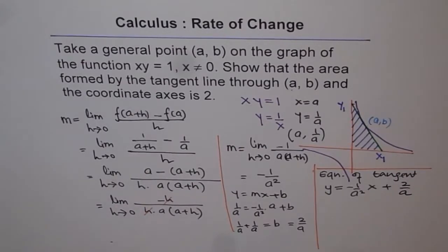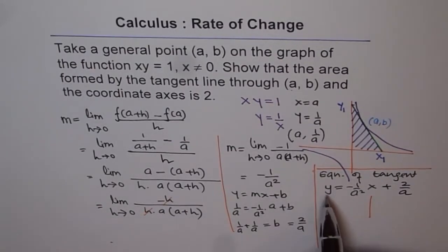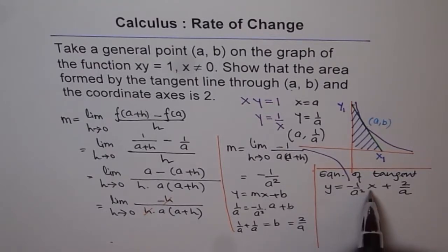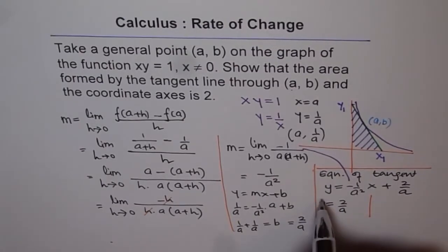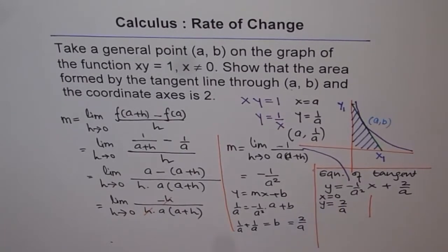Now let's figure out what the y-intercept and the x-intercept are. Let's write them here, right? To find the y-intercept, we'll put x equals 0. If I put x equals 0, I get y equals 2 over a, correct? This is for x equals 0, right?